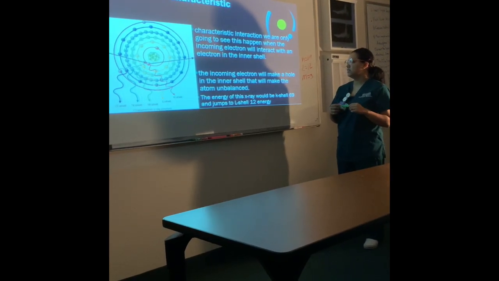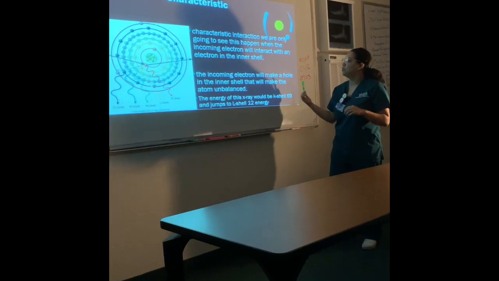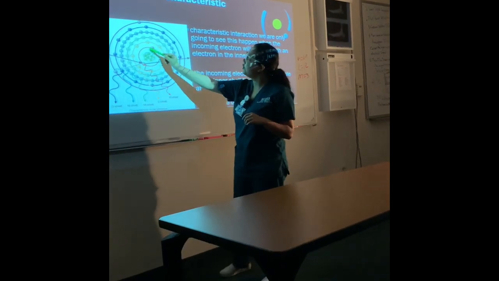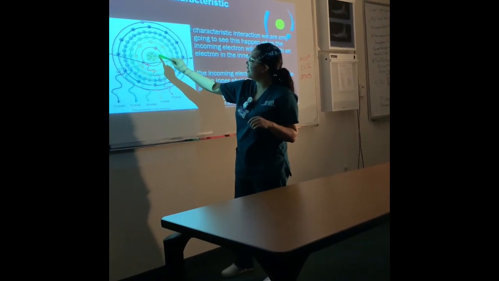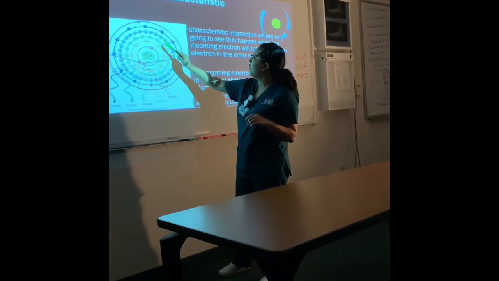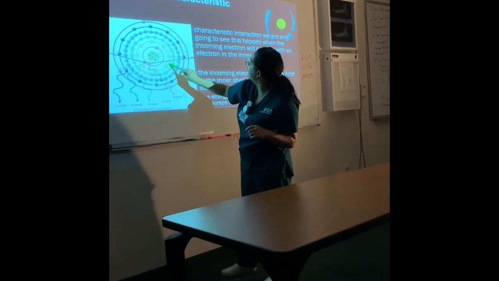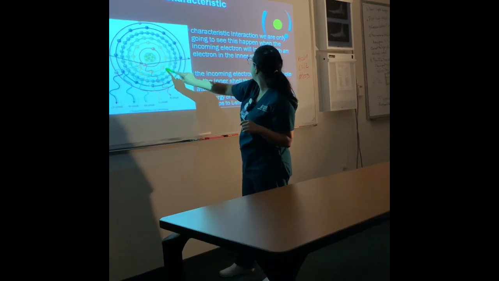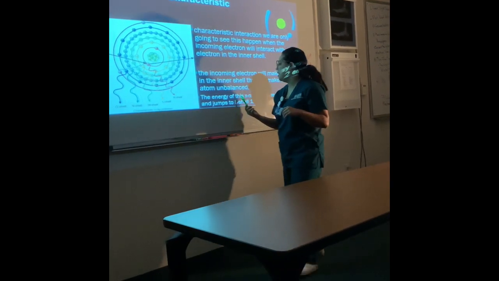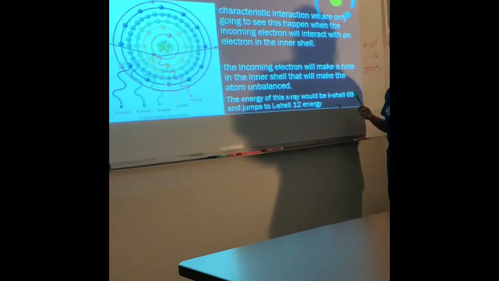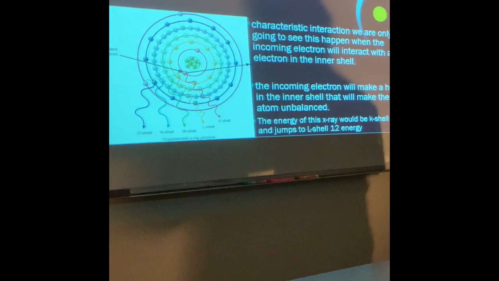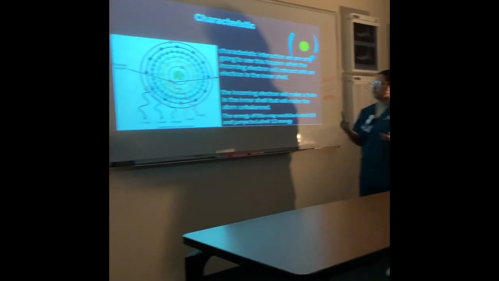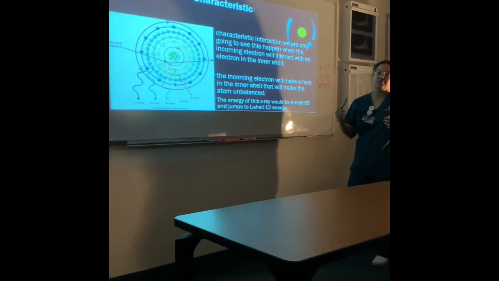The energy of this X-ray would be, so on the K shell, we have a 69 binding energy. On the L shell, we're going to have 12, and on the M, we're going to have 3. So let's say the energy of this X-ray would be from the K shell 69, and it jumps to shell 12. We subtract those two numbers.